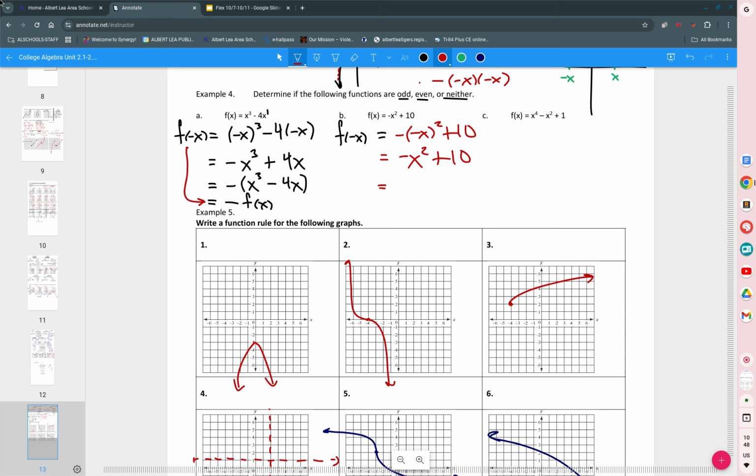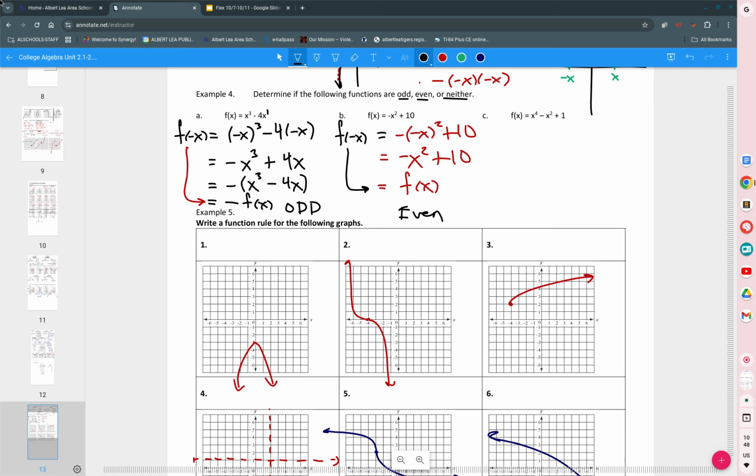Is that the same as what I started with? Mm-hmm. So what can I write instead of that? F of x. So we just showed that f of negative x is in fact f of x. So therefore it is even. The last one we said was odd. That's a proof. You just proved that it is even. It's a very basic proof, but still a proof.